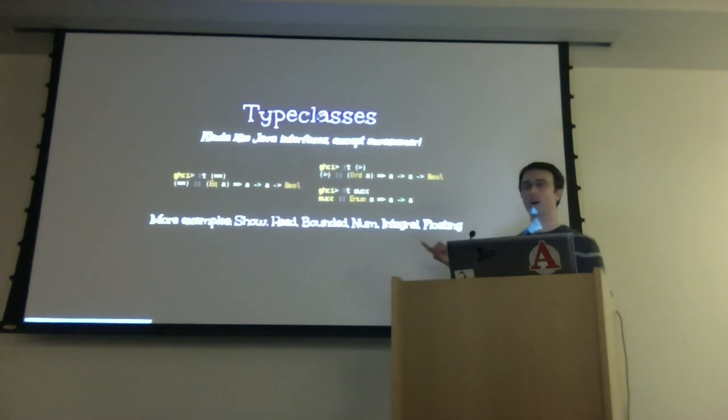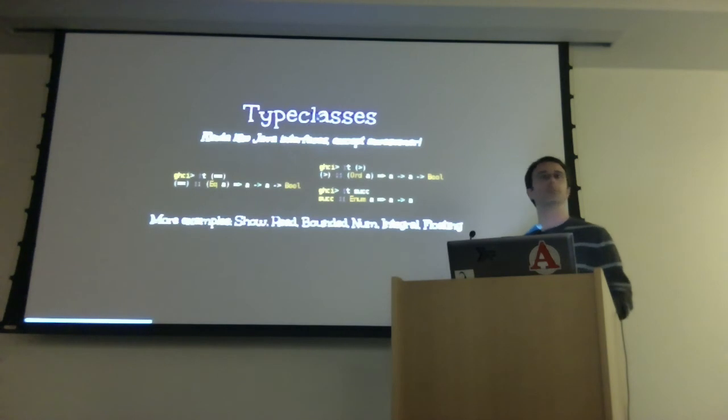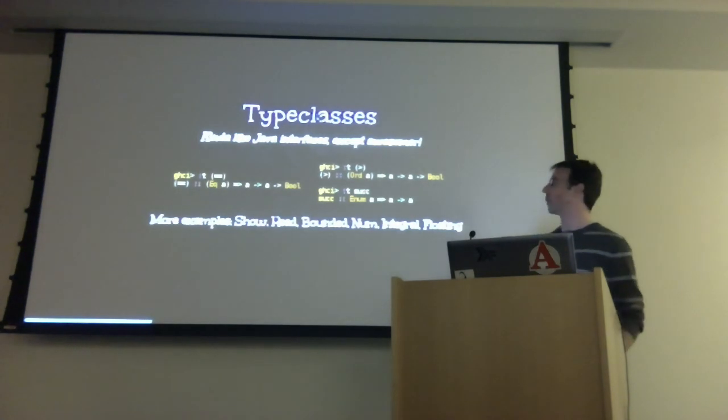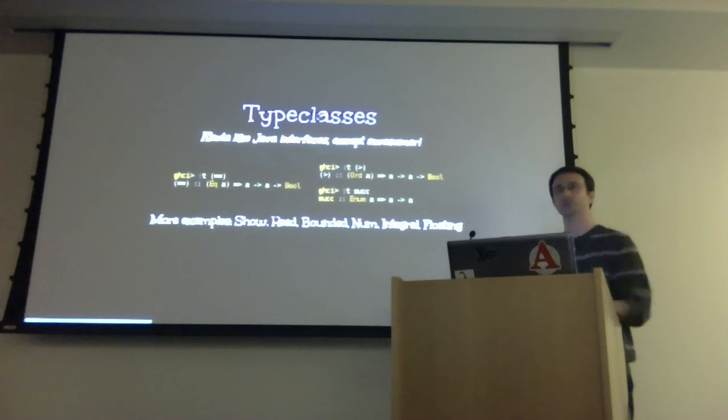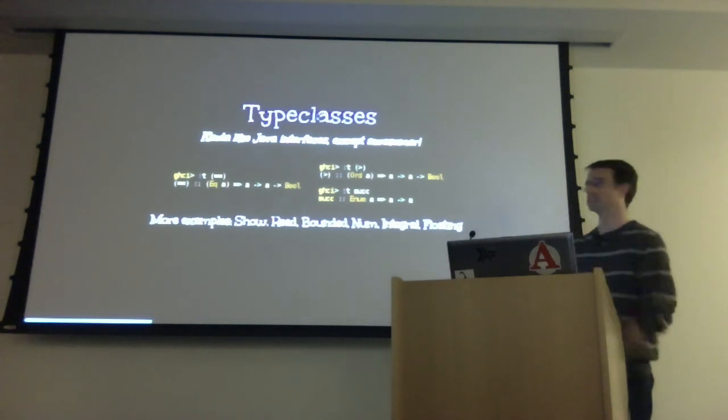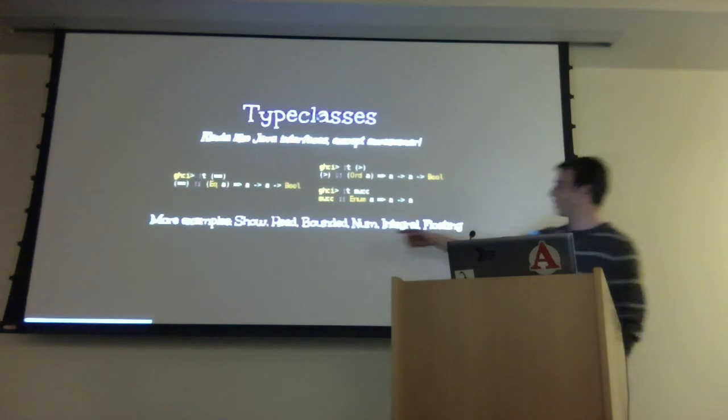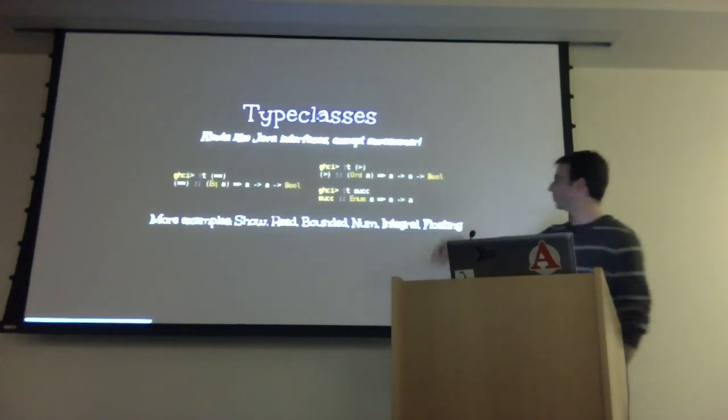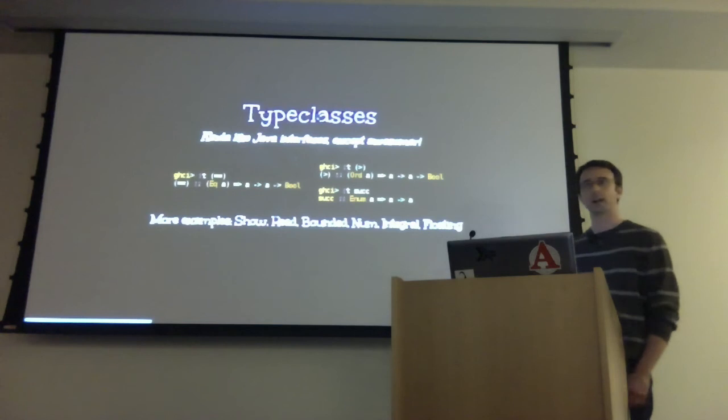Show is for converting values of some types to strings. Read is for going the other way. Bounded is for things that have a least and a greatest element. Num is a generic number type, then integral types, floating point types. There's a lot of these. I just listed a few.